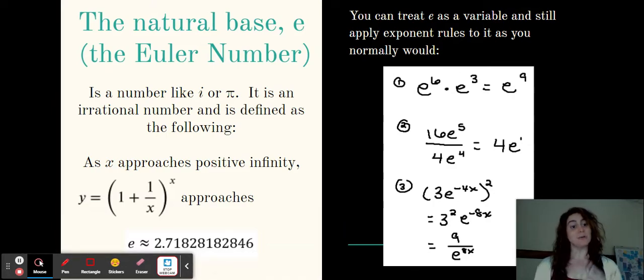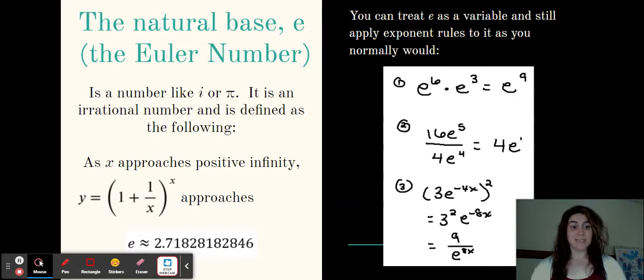It's the letter e, a lowercase e, and it's basically an irrational number, just like pi, right? So pi, we know, is 3.14159. It keeps going on and on forever, and we can use the symbol pi to represent it, just like we're going to use the symbol e. And because it's a variable that represents something, we can use exponent rules just like we normally would.